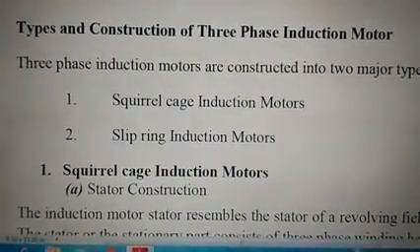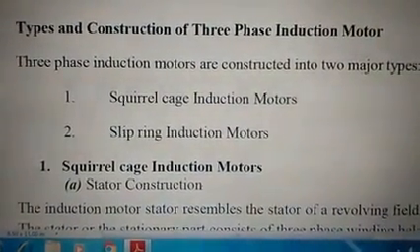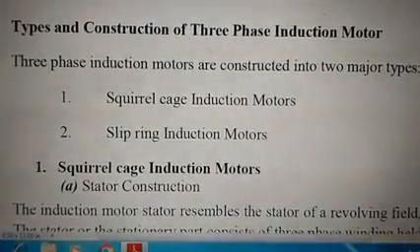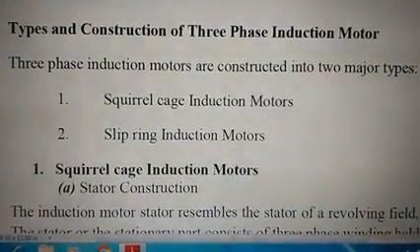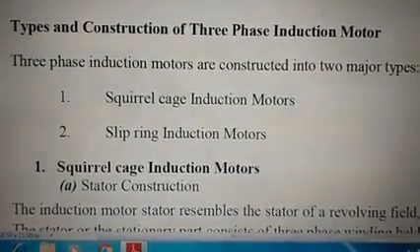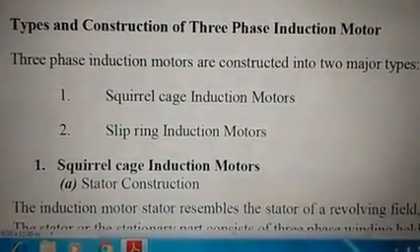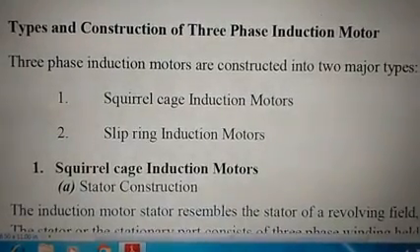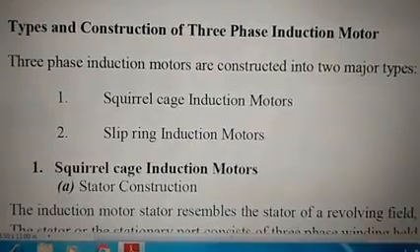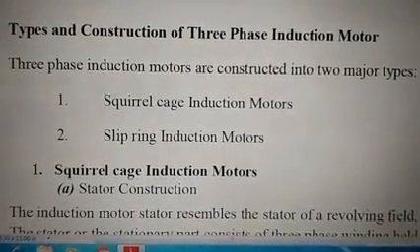Three-phase induction motors are constructed in two major types. The first is the squirrel cage induction motor and the second is the slip ring induction motor. In your syllabus you have to study both types of induction motors. So now let us start with the squirrel cage induction motor.